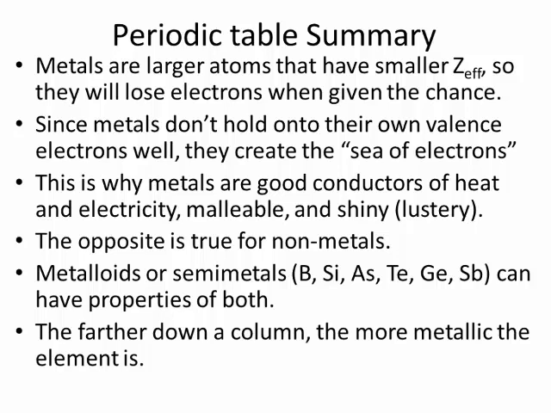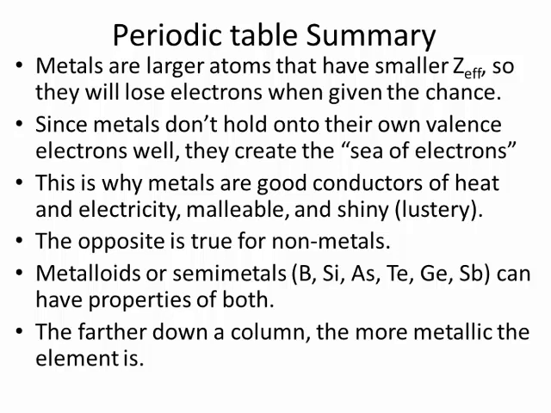And then you have metalloids or semimetals. There are 6 of them that everybody agrees upon, which are boron, silicon, arsenic, tellurium, germanium, and antimony. They can have properties of both, and those properties can be varied based on the conditions you put them under. The last summary is the farther down a column you go, the more metallic the element is, because it's getting bigger as you go down a column, so it's harder and harder for it to hold on to those outer electrons.